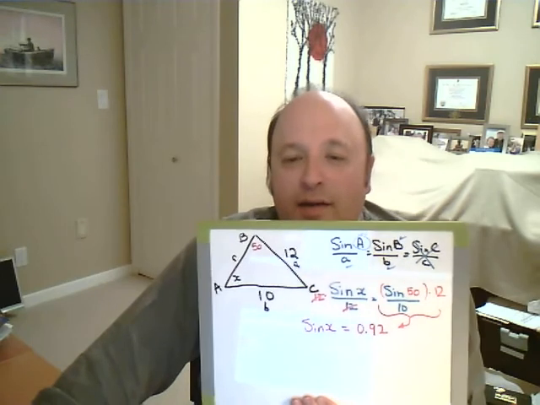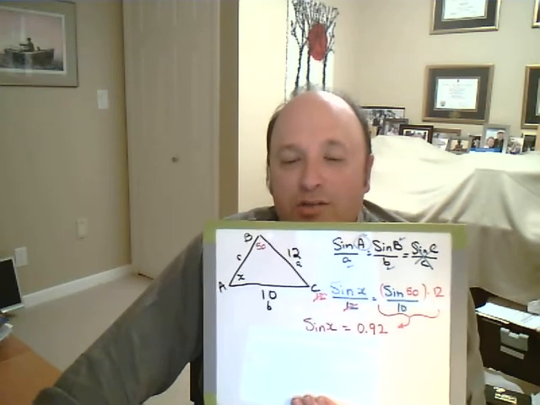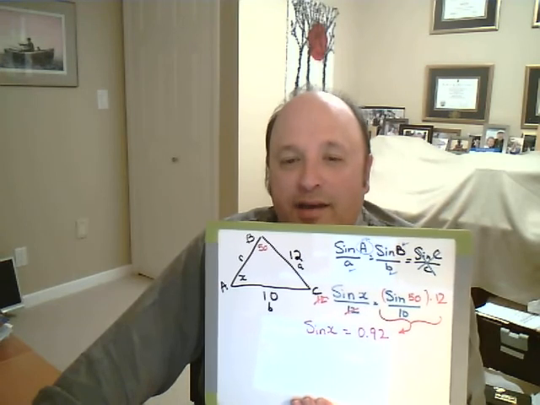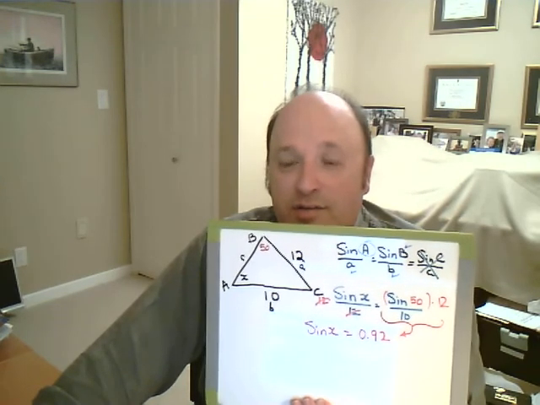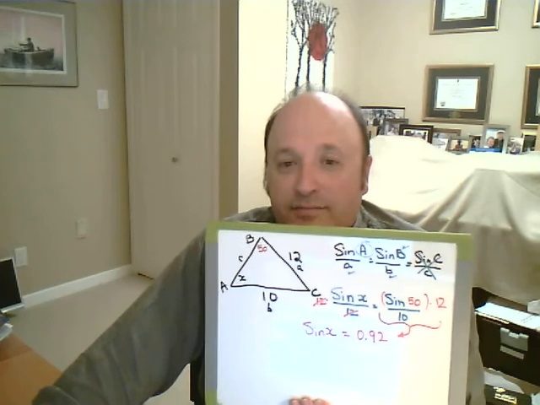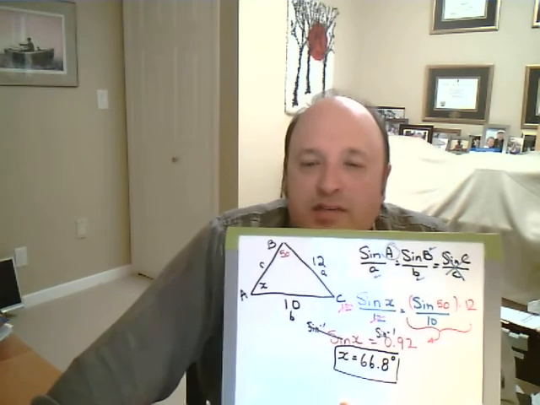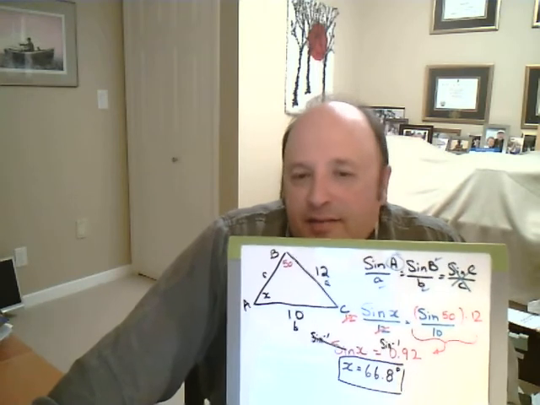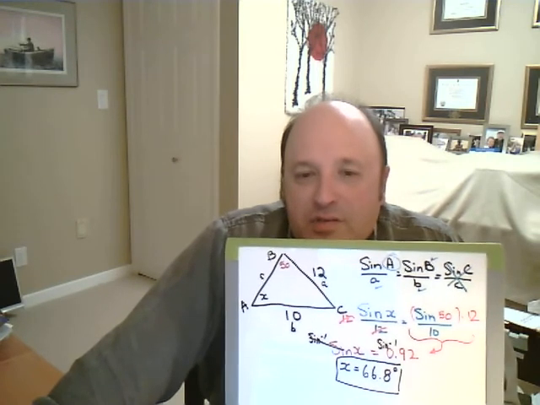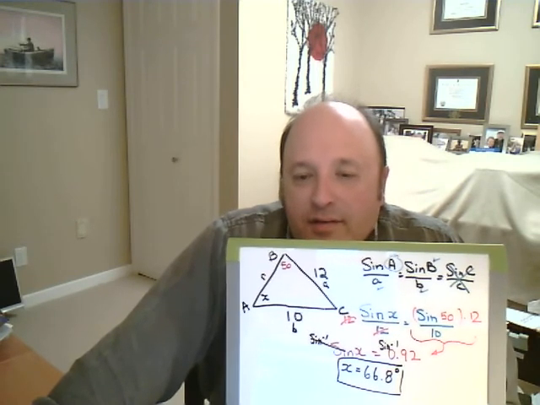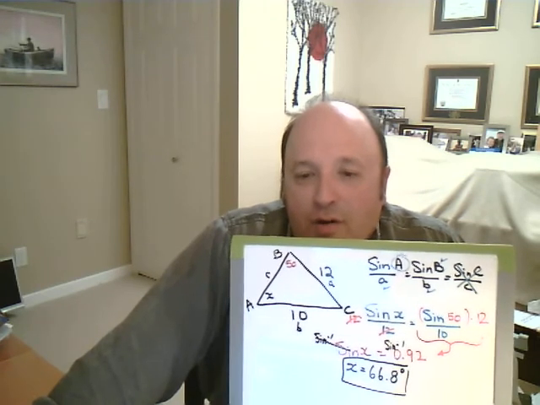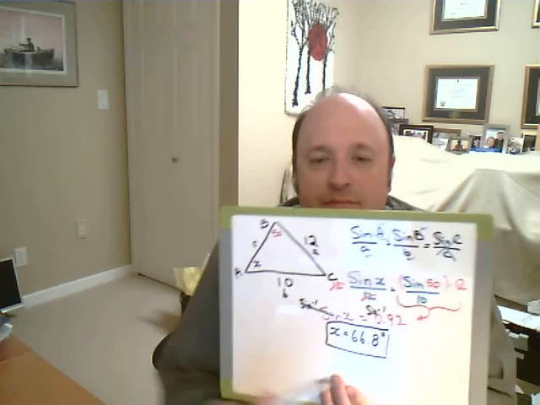Okay, so I get sine x equals 0.92, and then I have to cancel out sine. So to cancel out sine, I have to do inverse sine, right? Your second function. So let's have a look there. Okay, so I get 66.8 degrees, and that helps us determine our angle value right there.